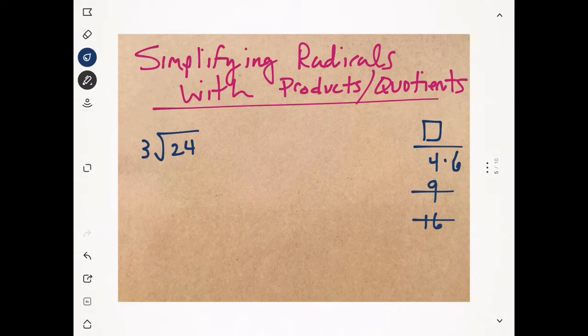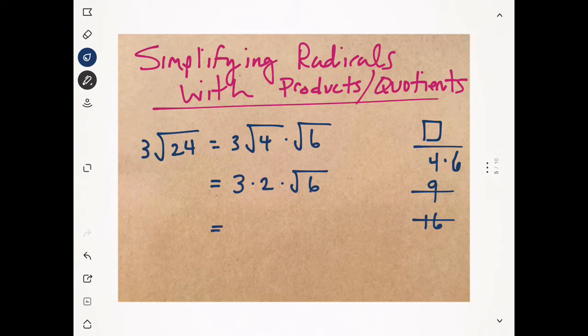So I'm going to rewrite my product with a radical as 3 times the square root of 4 times the square root of 6. Okay, and then just like we did in the previous video, we can simplify the square root of 4 to be, sorry, just 2. So we have 3 times 2 times the square root of 6. And since this is a product, any numbers on the outside of the radical, we just multiply together. So we end up with 6 times the square root of 6.